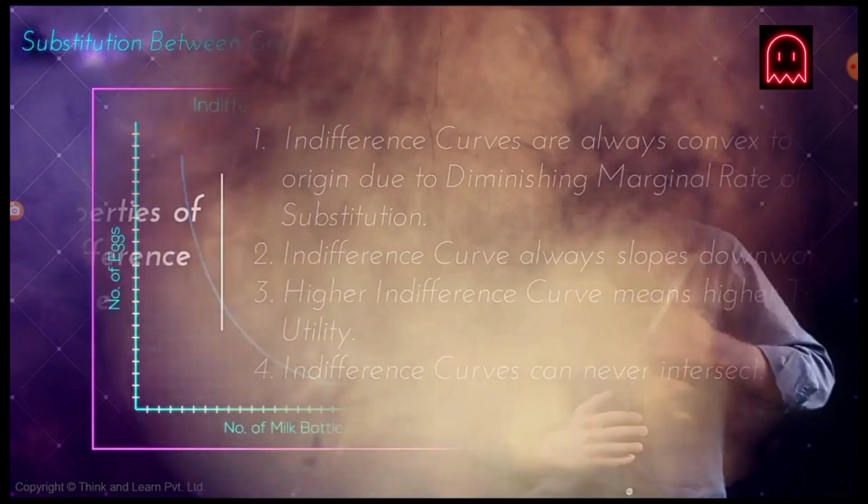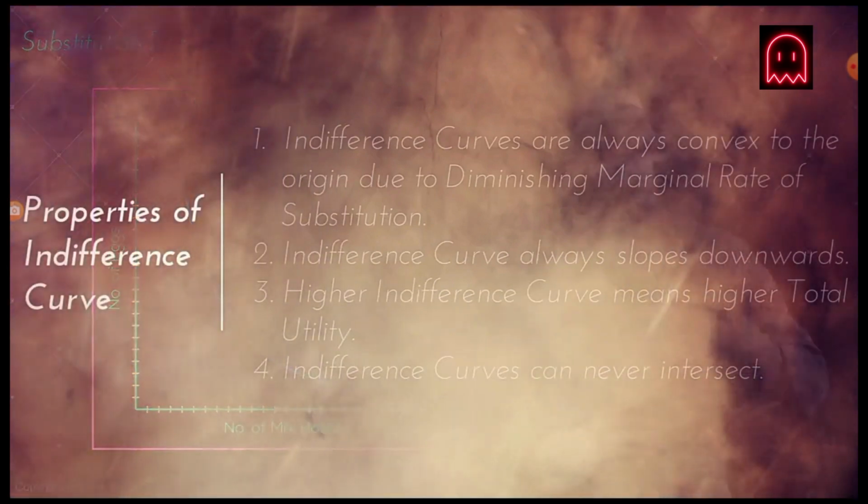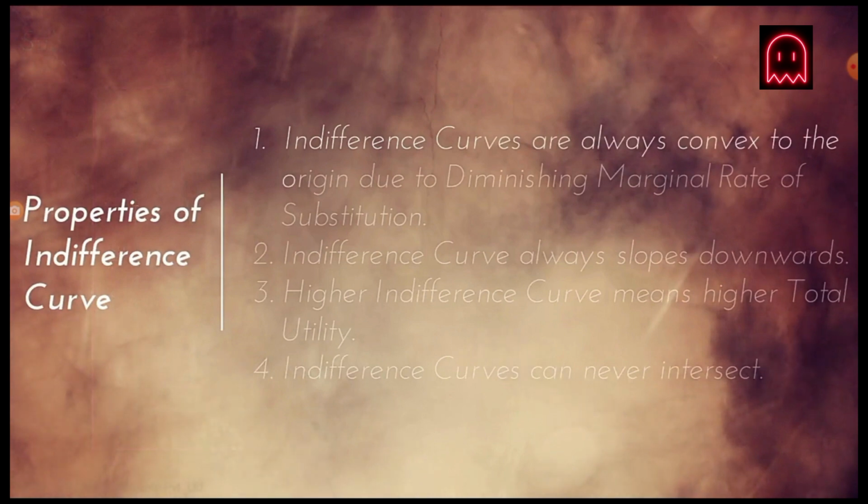Now let's look at some properties of indifference curves. Let's list them out. First property, indifference curves are always convex to the origin due to diminishing marginal rate of substitution. 2. Indifference curves always slope downwards. 3. Higher indifference curves always mean higher total utility. 4. Indifference curves can never intersect.